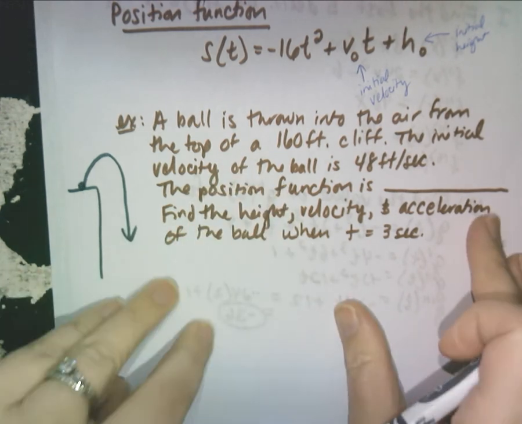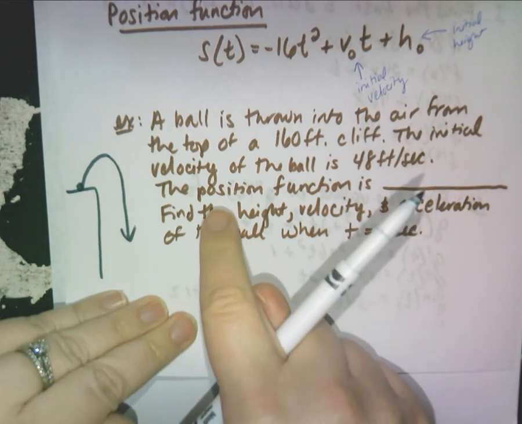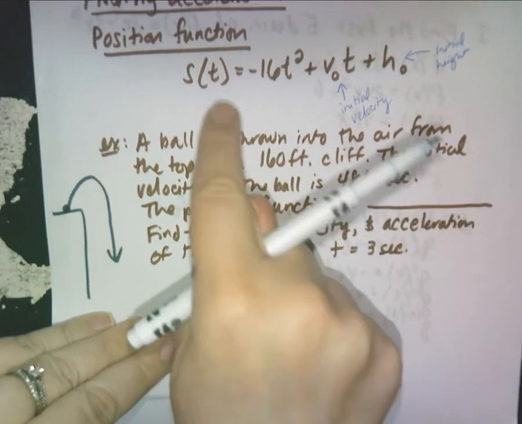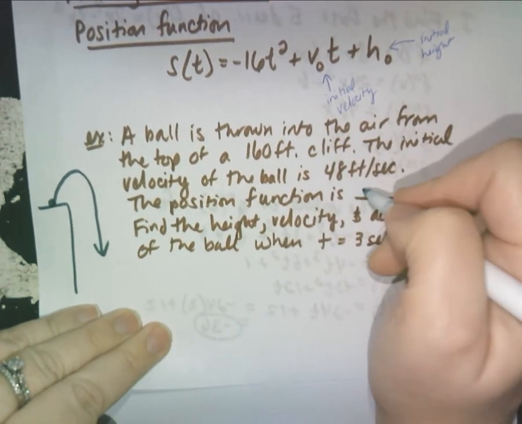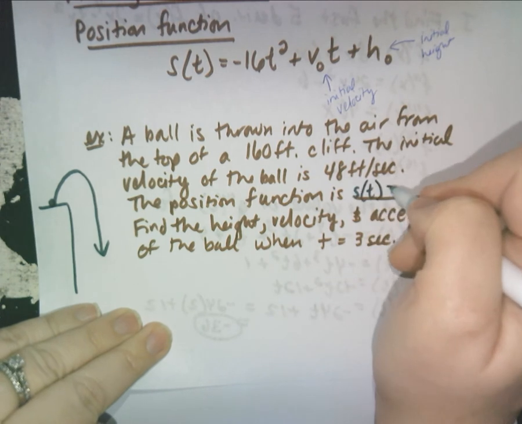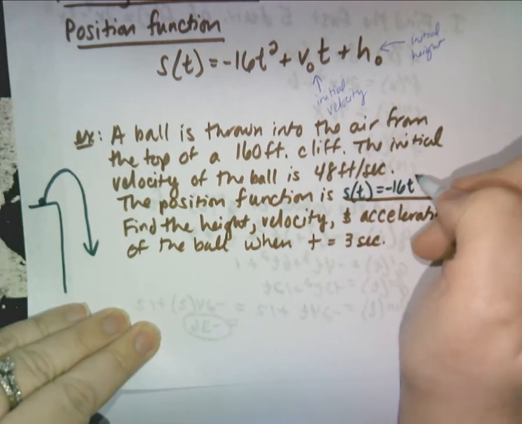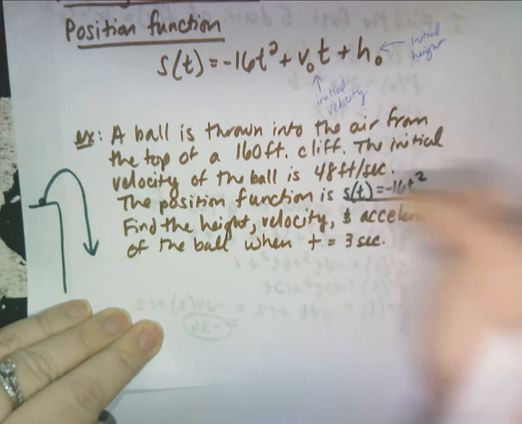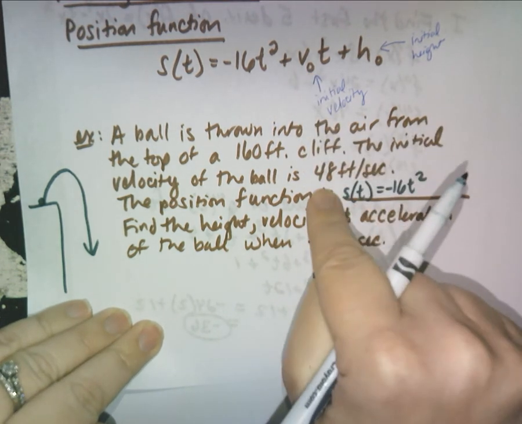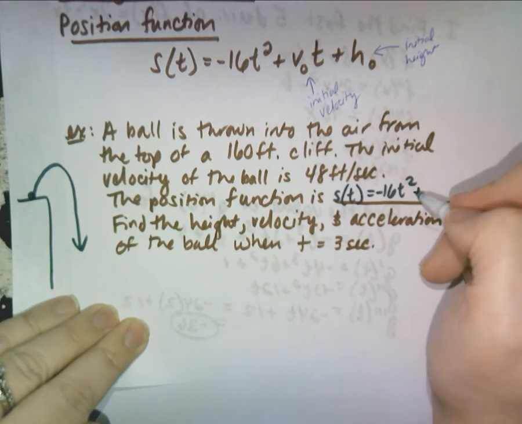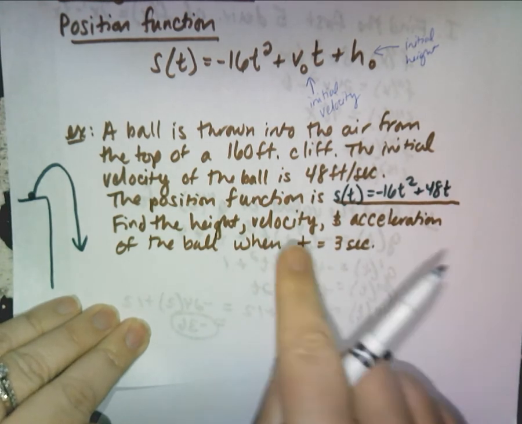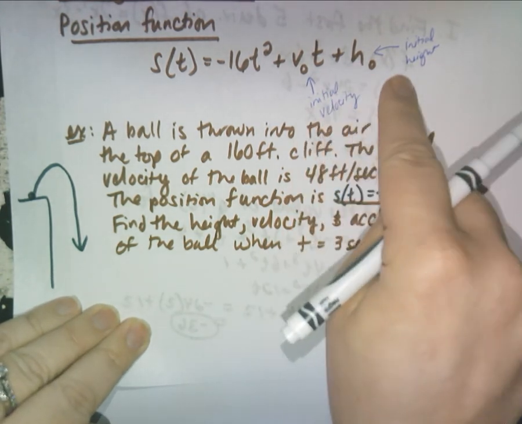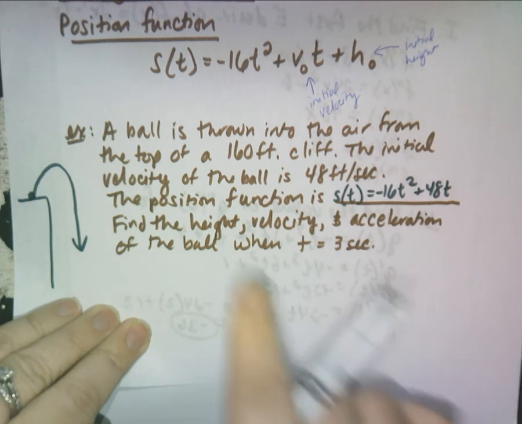Let's first write out a position function. Our position function would be S of t equals negative 16t squared. That doesn't change. What am I going to put in here for v naught? 48, right? Isn't that what it said? Initial velocity, 48t. And then what would be the initial height? Where's my ball at? 160.